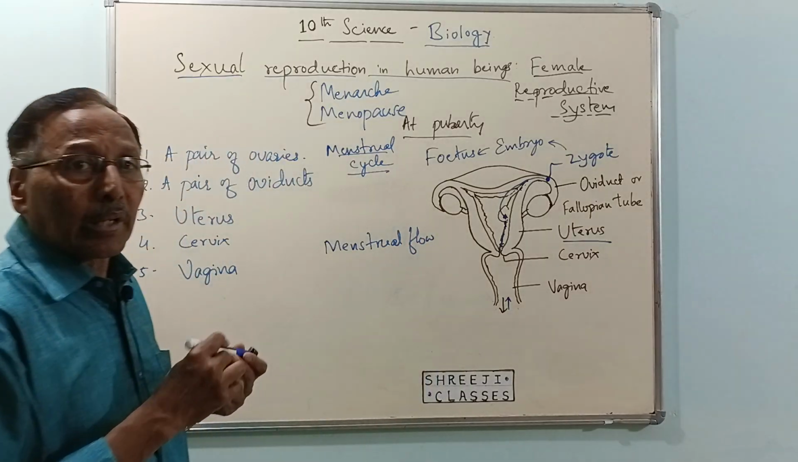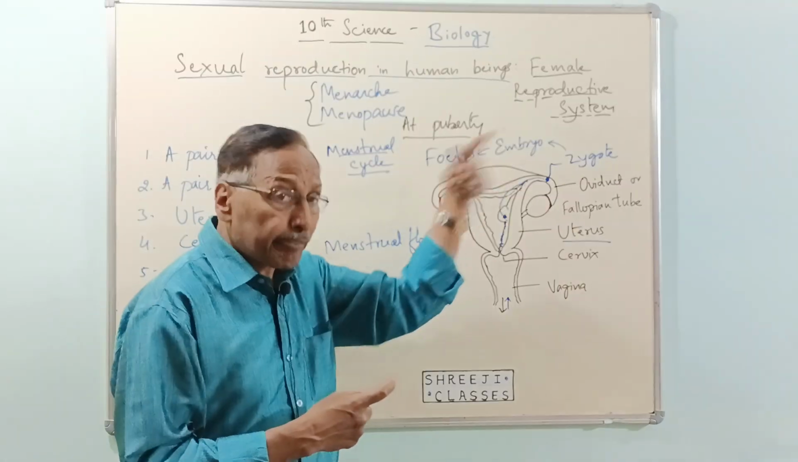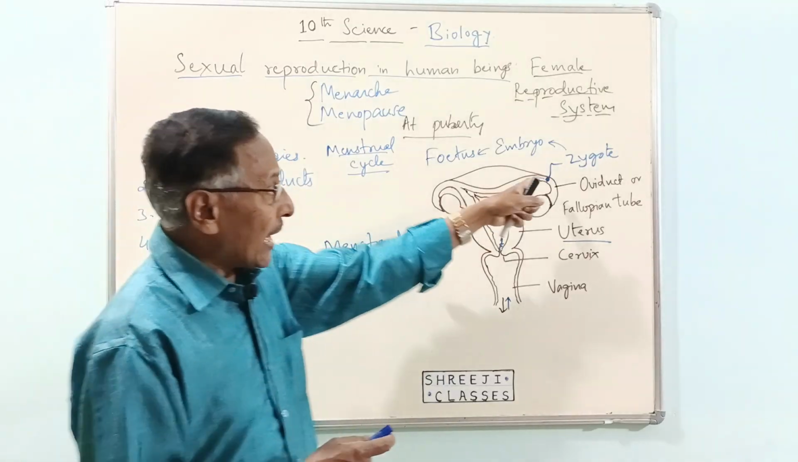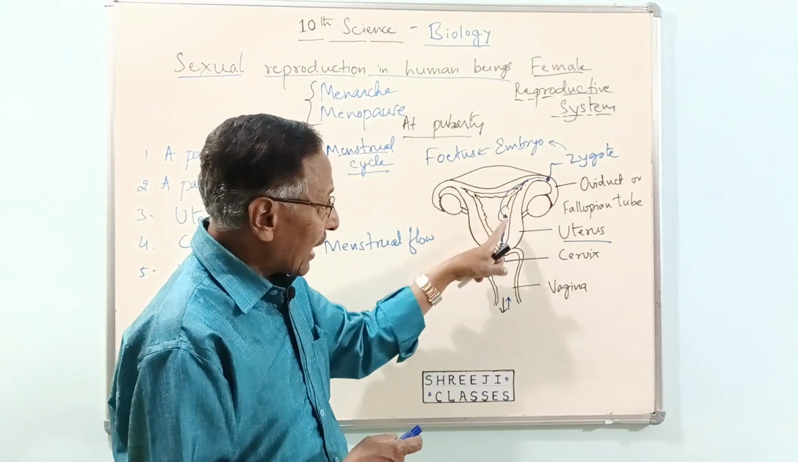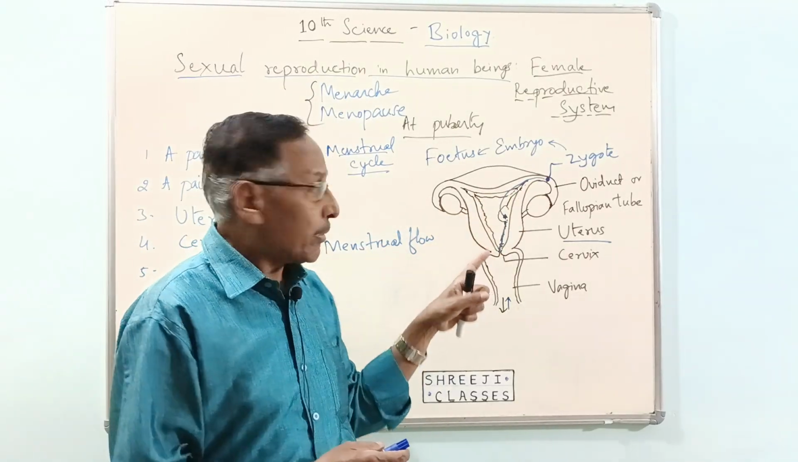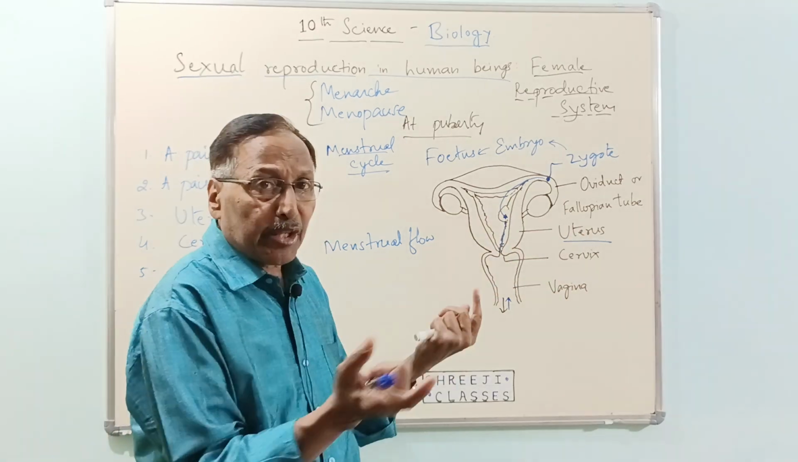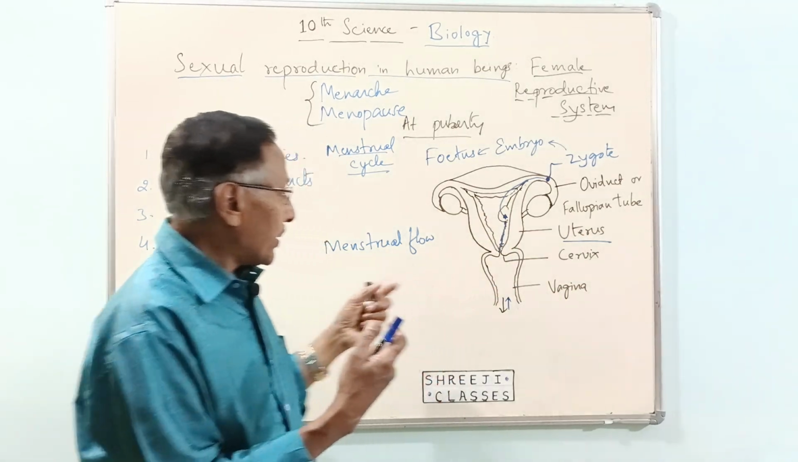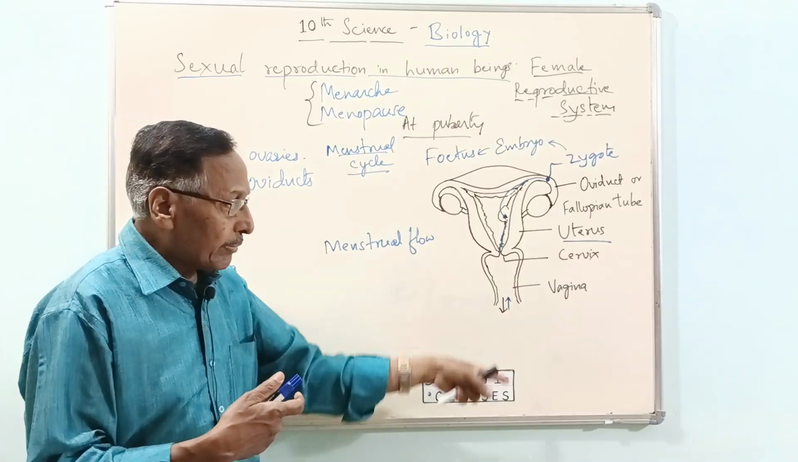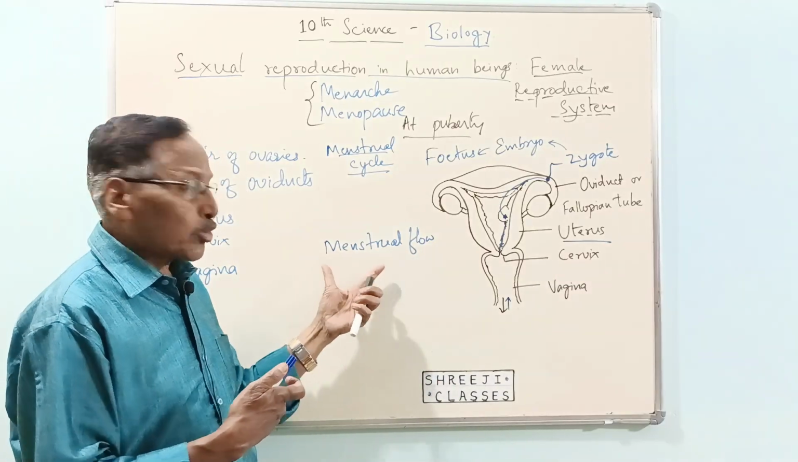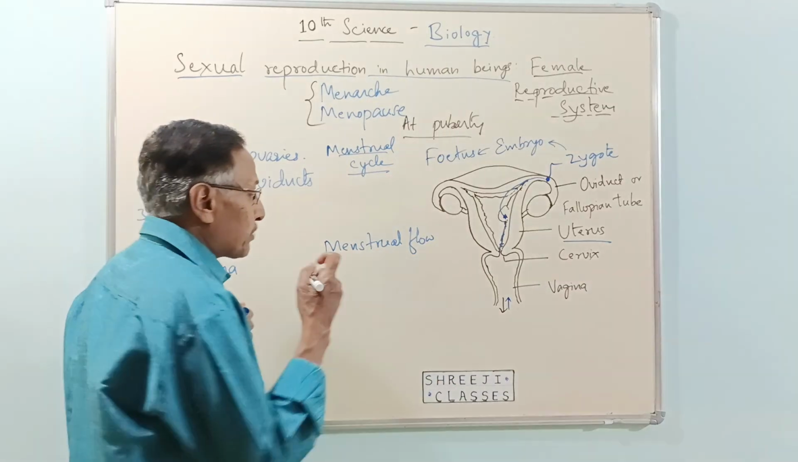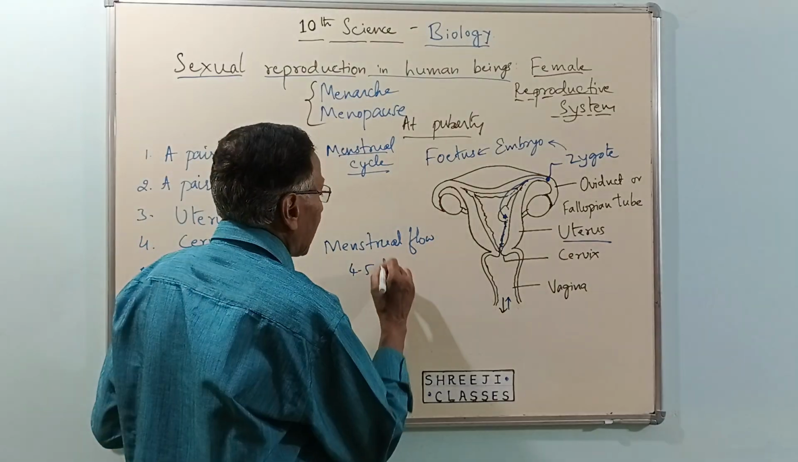If the egg is not fertilized, then this unfertilized egg along with the inner membrane, that's called endometrium, inner membrane of the uterus, along with blood, because it ruptures now, right? So all the three come out through the vagina, which is called menstrual flow, which lasts for 4 to 5 days.